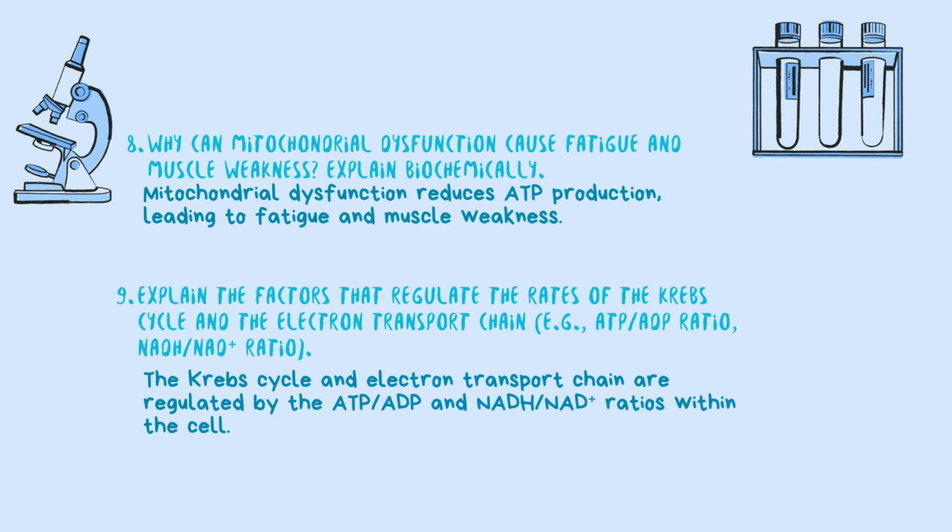explain the factors that regulate the rates of the Krebs cycle and the electron transport chain. ATP to ADP ratio, NADH to NAD+ ratio. The Krebs cycle and electron transport chain are regulated by the ATP to ADP and NADH to NAD+ ratio within the cell.